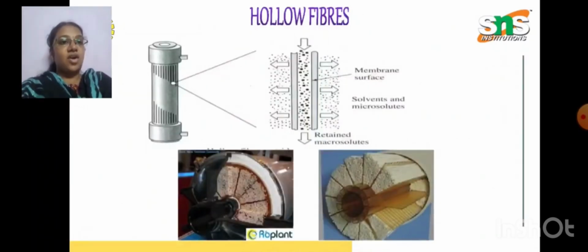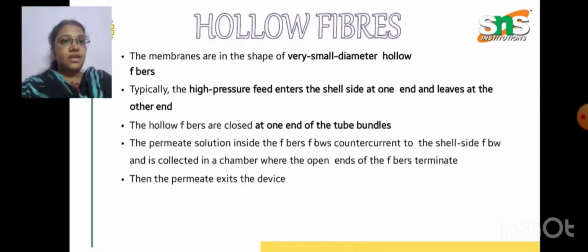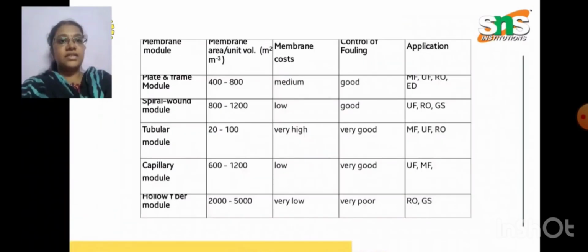These are the hollow fibers shown in the picture. Hollow fibers are nothing but membranes in the shape of very small diameter hollow fibers. These fibers are closed at one end of the tube bundles. Typically high pressure feed will enter the shell at one end and leave at the other. The same way, the permeate will exit the device.